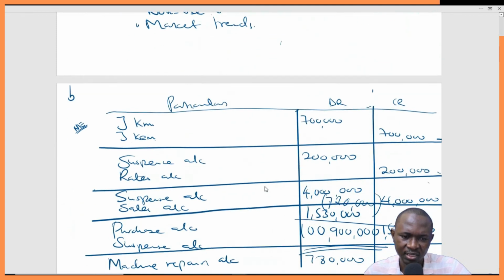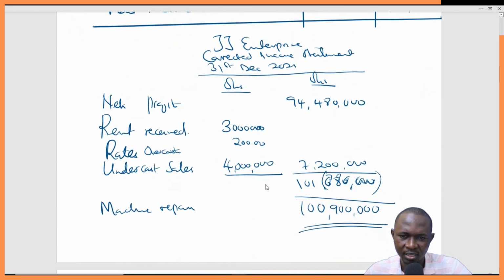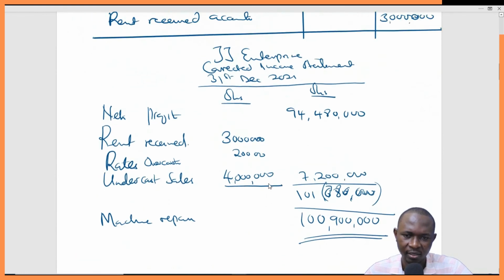So what we are saying is that this is the correction. If this is our net profit, then an undercast in sales will definitely increase the gross profit, which will have the effect of increasing the net profit. And so you can see we've added to the net profit. Then rent received that had not been entered anywhere will have the effect of increasing the net profit, because it will be added to the gross profit.